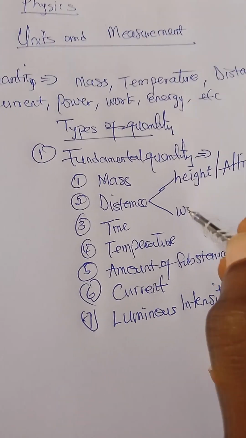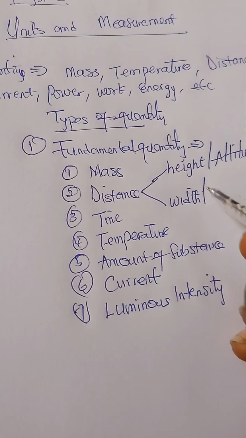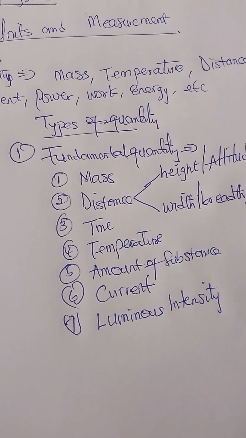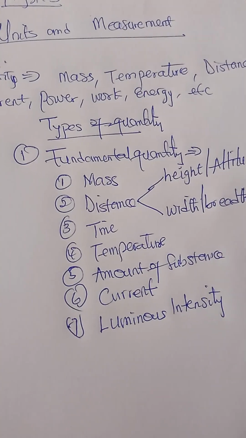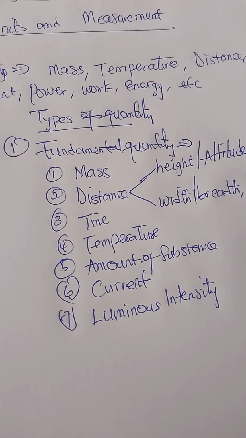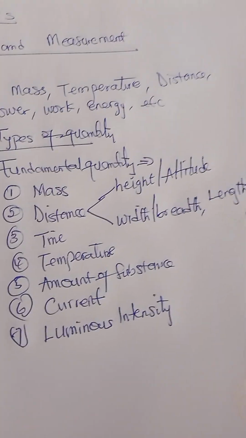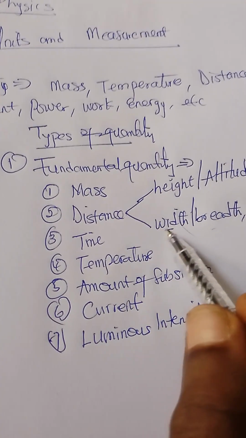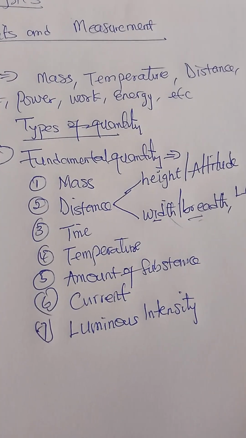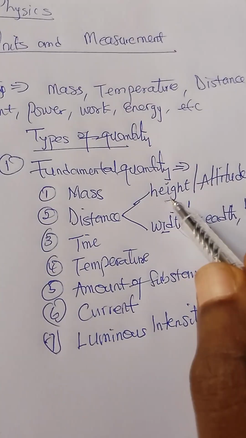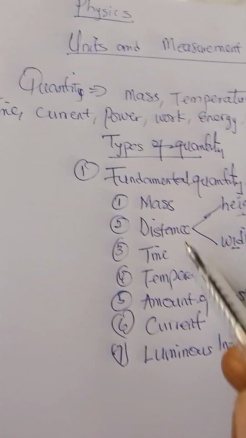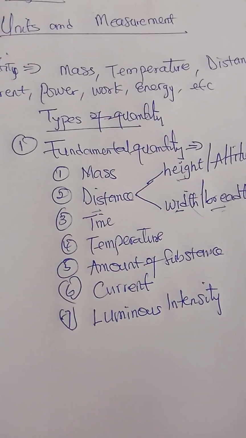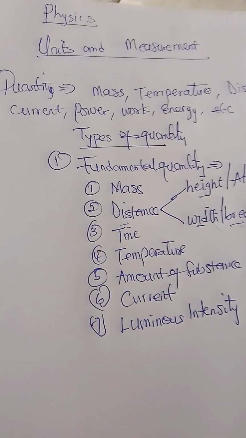We also have width, or you call it breadth. We have length and many more. So these are also regarded as distance. Width is distance, breadth is distance, length is distance, height is also distance. So in case you do not see distance but you see any of these, it is also a fundamental quantity. So that's our fundamental quantity.